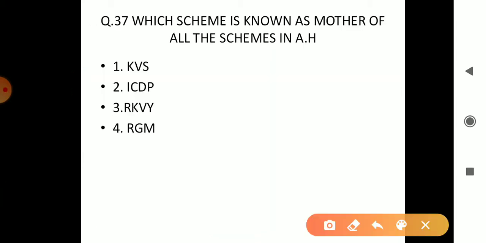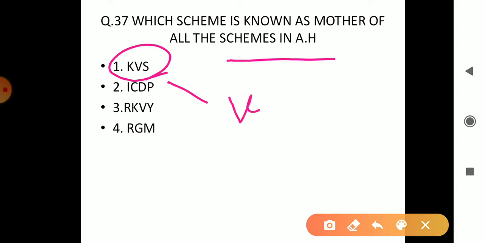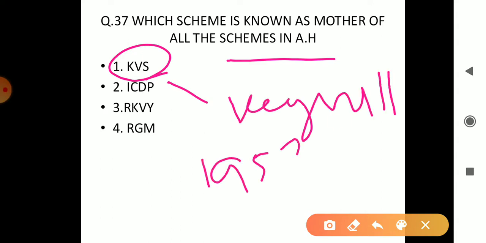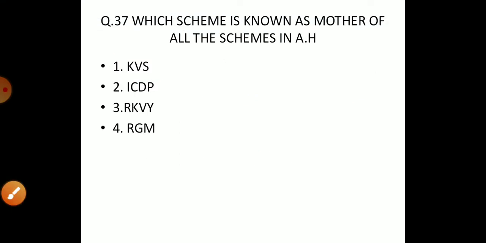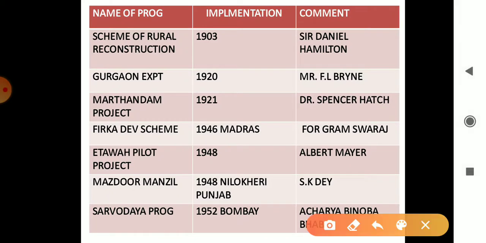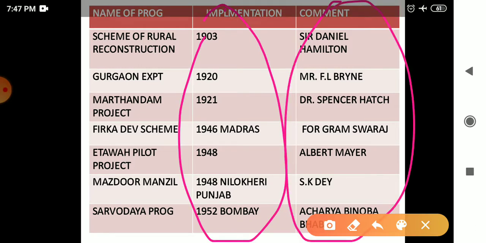The question is: which scheme is known as the mother of all the schemes in the animal husbandry sector? This is the KVS, the Key Village Scheme, which was carried out in 1952. Here also, students, this slide is very important. Some of the important programs were exercised during the pre-independence and post-independence era, along with the implementation year, and the people associated with these programs.